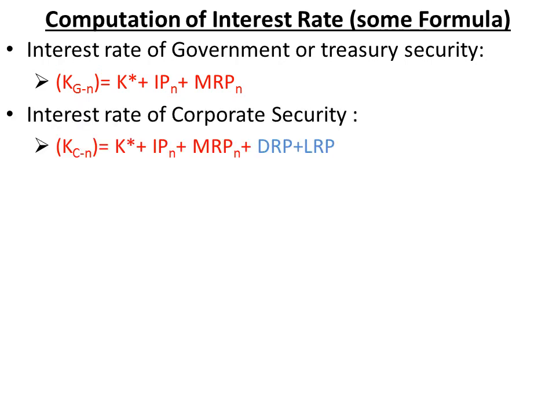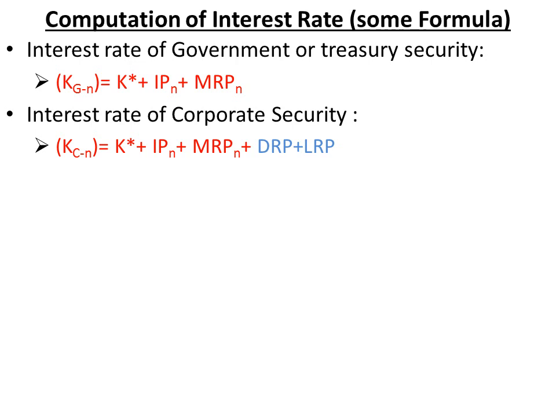Another formula is the interest rate of corporate security, KCN. KCN is equal to K star plus IPN plus MRPN plus DRP plus LRP. Have a look. The interest rate of government security, K star plus IPN plus MRPN, is repeated in the interest rate of corporate security. These three items are repeated, but the interest rate of corporate security has two more items, that is DRP and LRP.